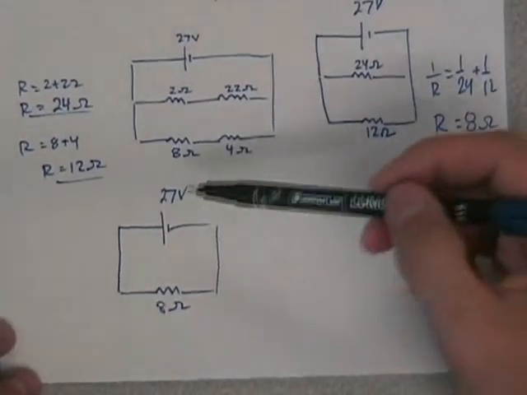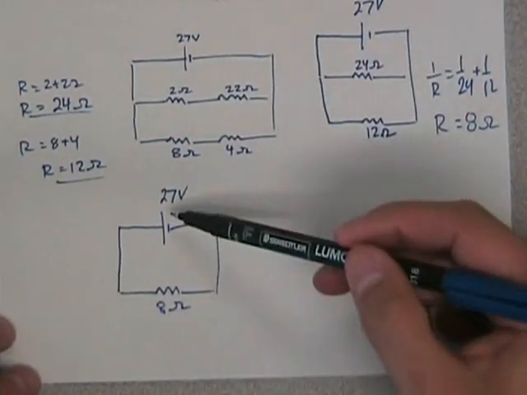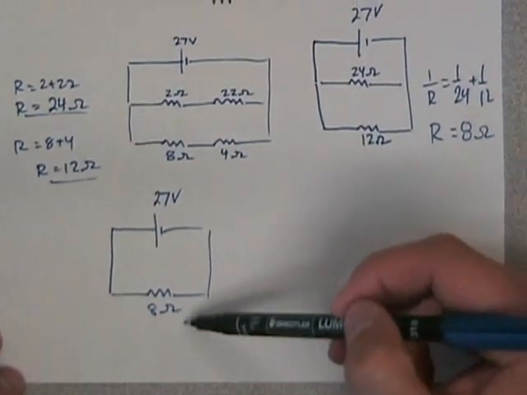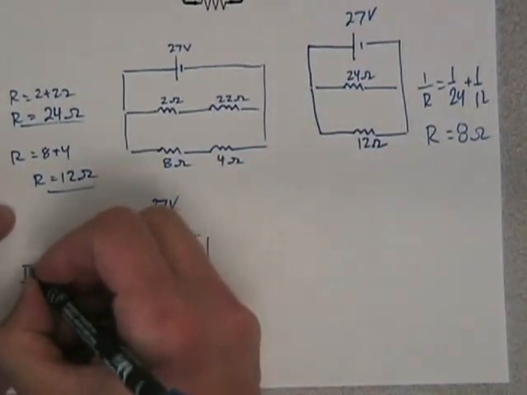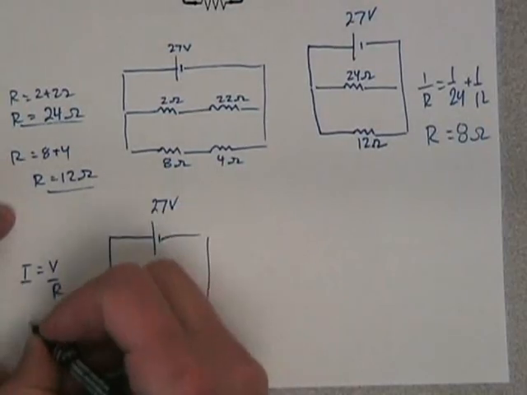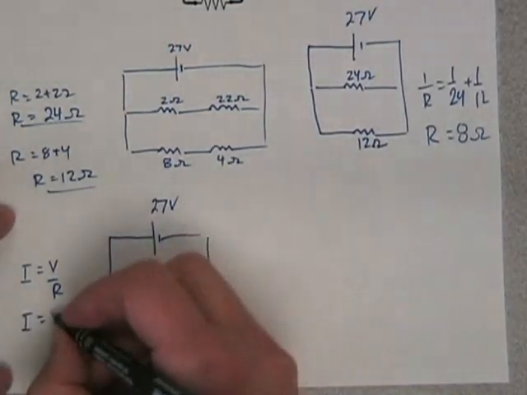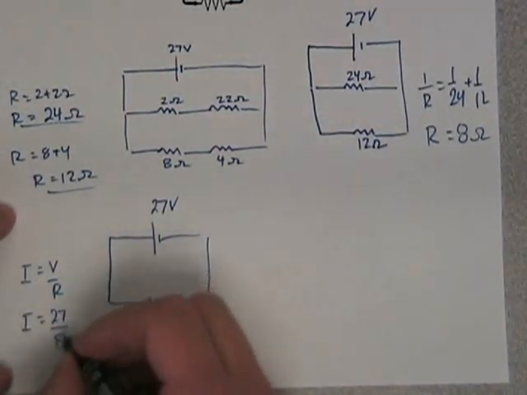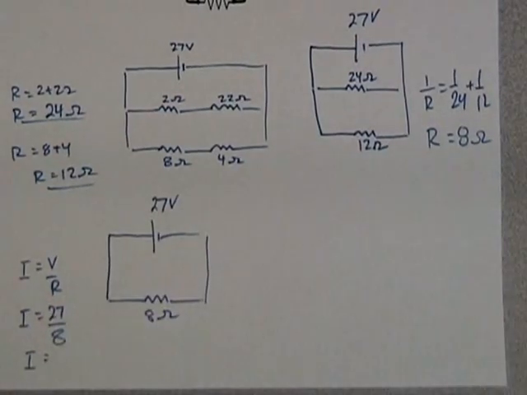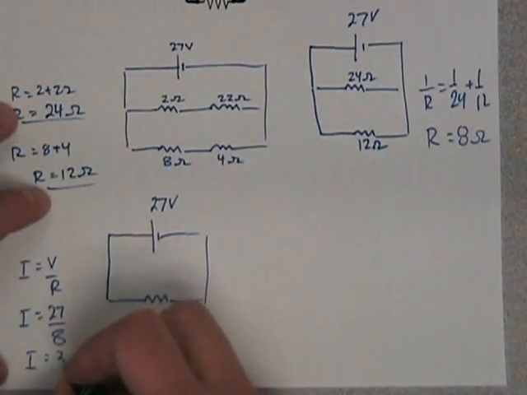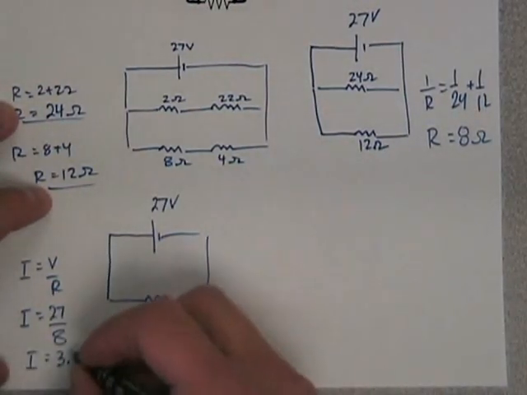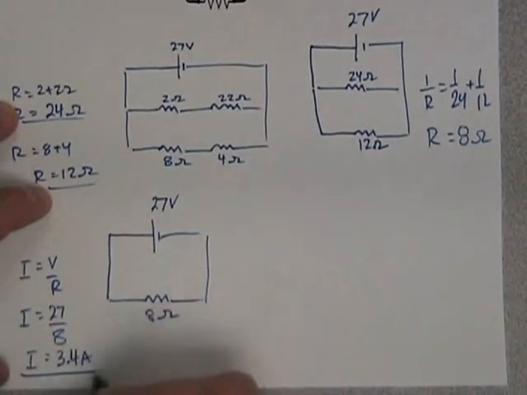Let's see. Oh, yes, okay. 27 volts is my total voltage, and 8 ohms is my total resistance. So if I go I equals V over R, I can go 27 divided by 8. What's that going to be? 3.375, which I'm going to call 3.4 amps.